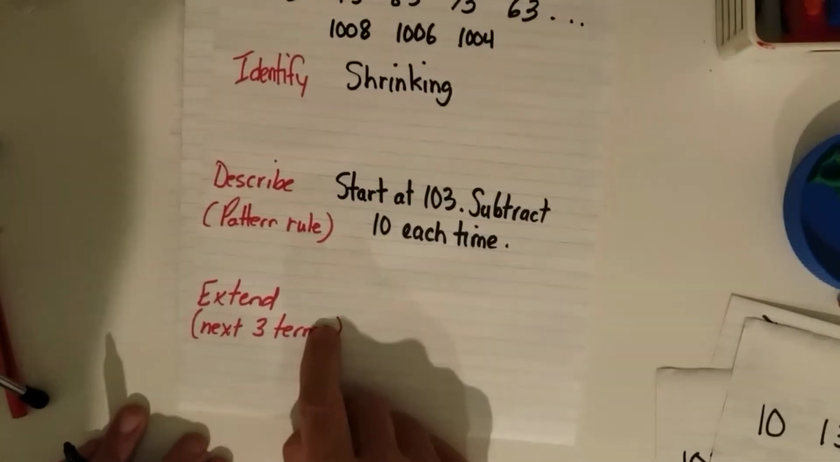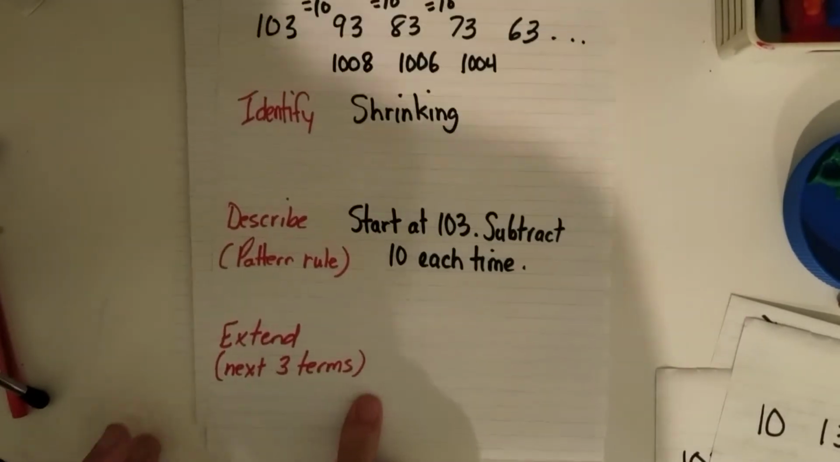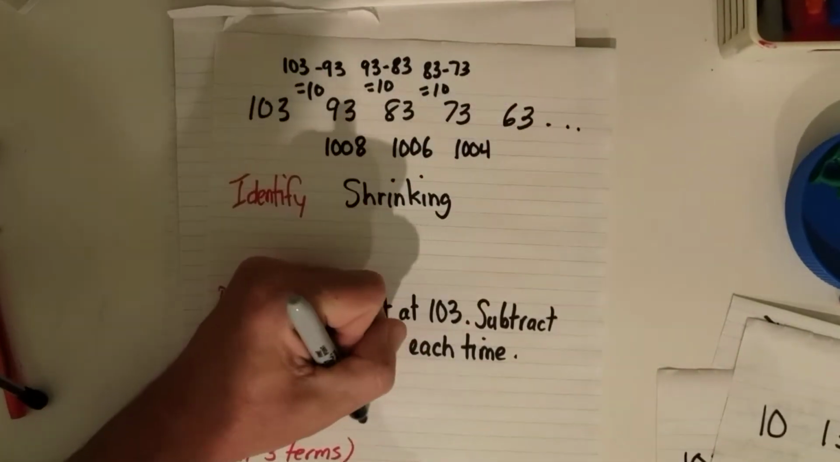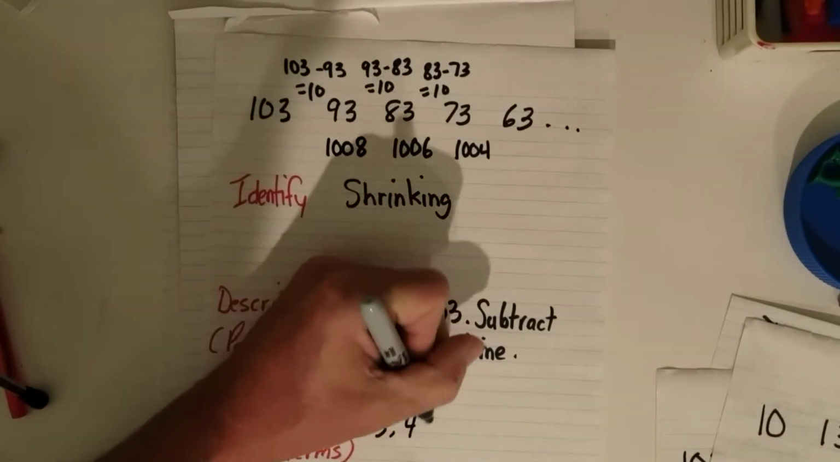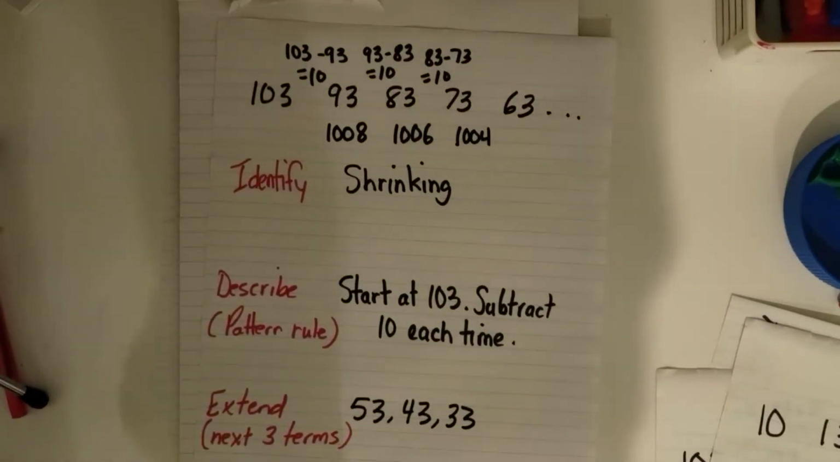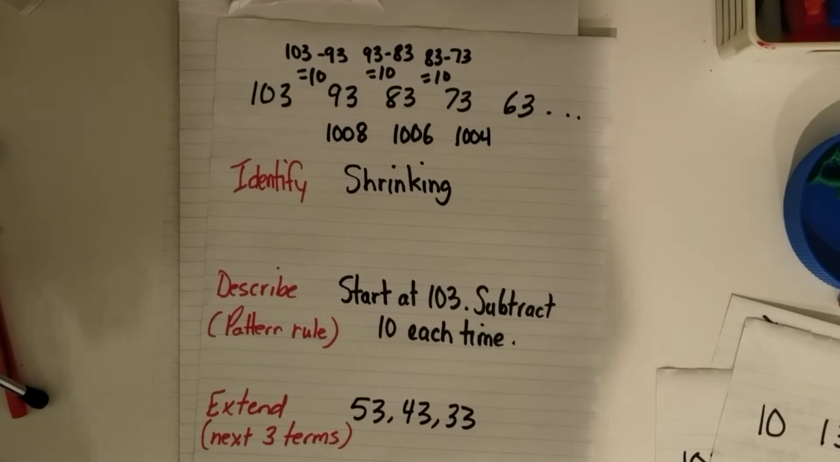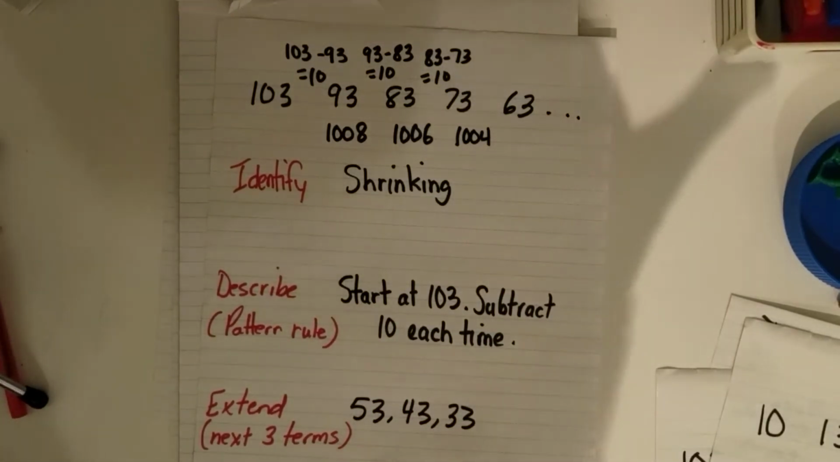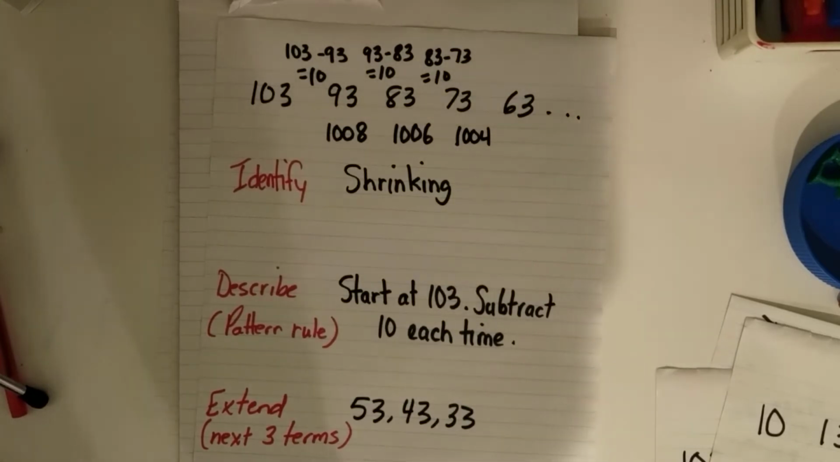And for something like this, same thing. We got to extend the pattern. So after 63, we go down 10, then 43, then 33. Okay. So those are kind of the basics. The 3 main patterns, well, the 3 patterns that we're looking at is repeating, growing, and shrinking.